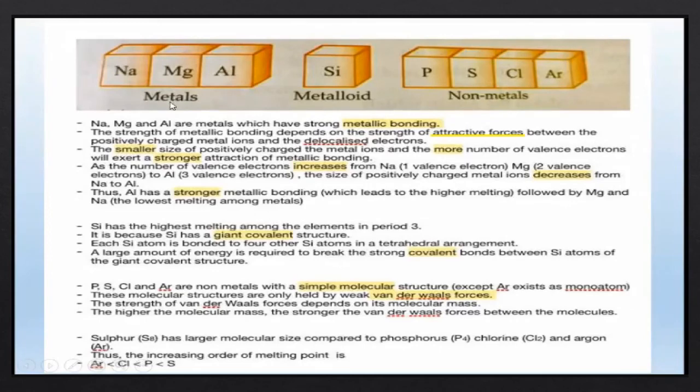This one is metallic bond, attractive forces between the positively charged metal ions and the delocalized electrons. How to explain this one? You have to explain giant covalent structure with strong covalent bonds, tetrahedral arrangement. This one we explain in terms of simple molecular structure, where van der Waals forces depend on the molecular size. Clear?